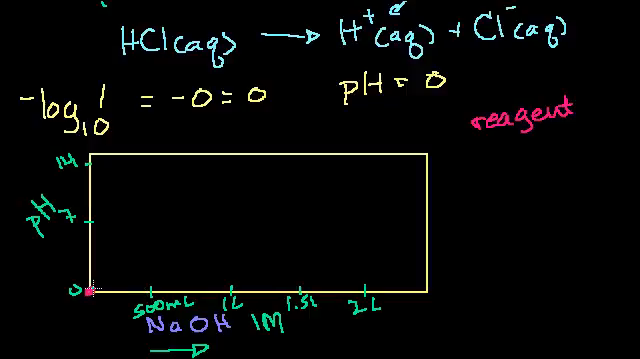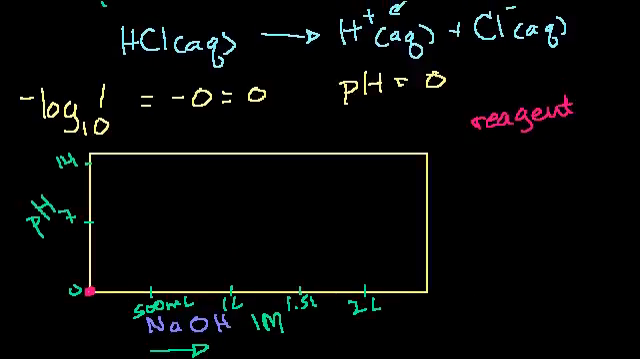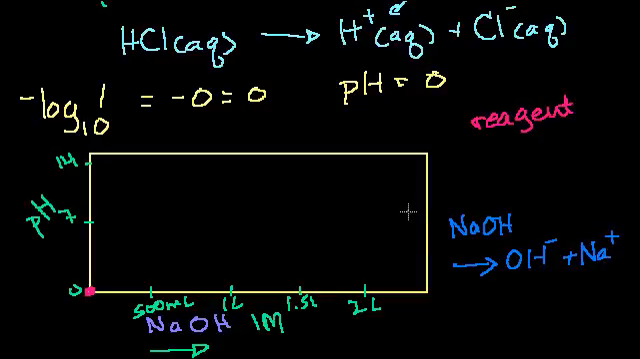As I slowly add hydroxide, it's going to increase the pH. Why is it going to increase the pH? Because this OH, remember, hydroxide is a strong base. So the NaOH dissociates completely in an aqueous solution to OH minus plus sodium cation, right? Now, if I'm adding this to this stuff here, what do you think is going to happen? Well, these OHs are just going to sop up your hydrogens.